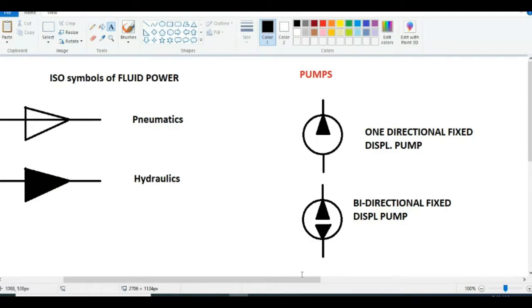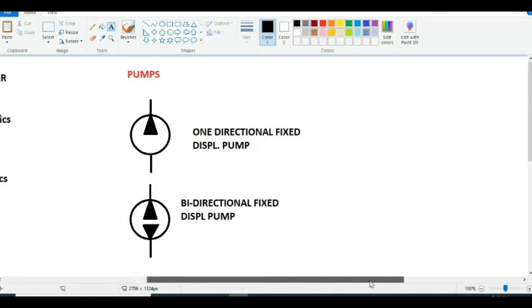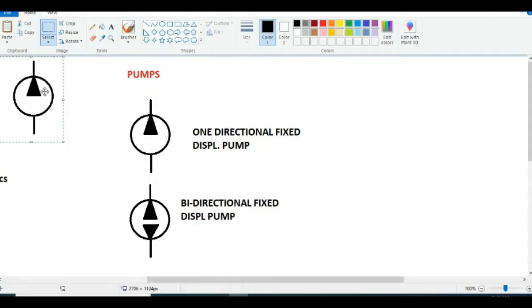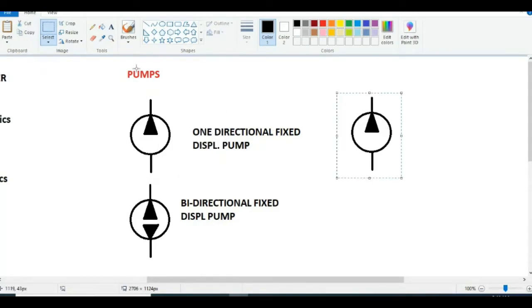If you select any one type of pump and represent a cross arrow like this, then what is the name of the symbol? Variable displacement. This cross arrow indicates variable displacement.